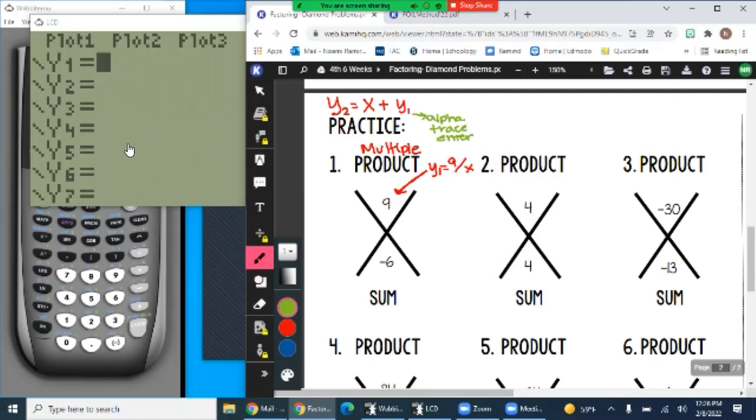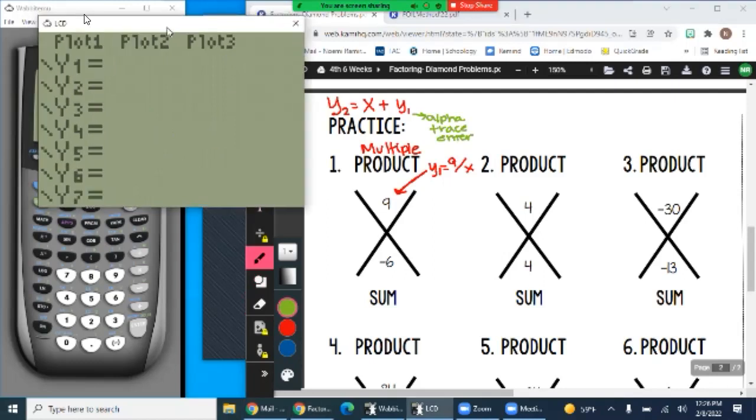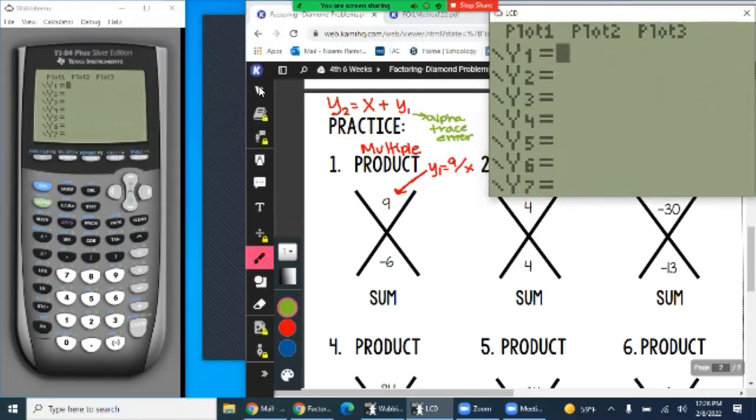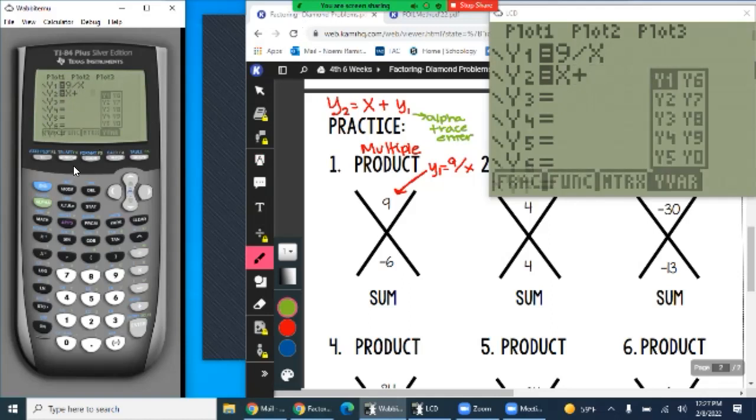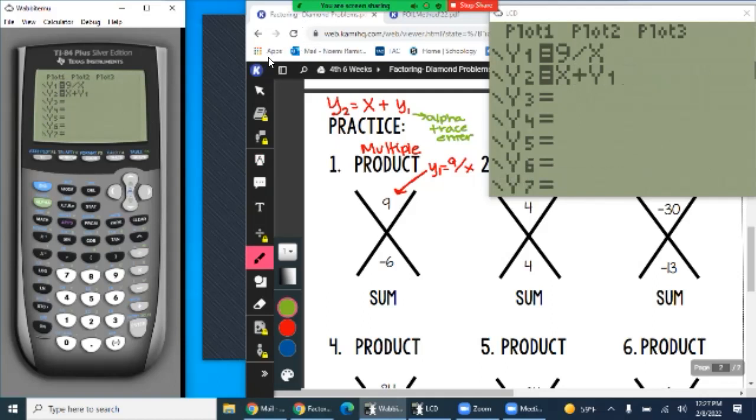Okay, so let's try that for now. Let's type it in. So in y1, in the very first line, I'm going to do 9 divided by x. In y2, I'm going to press x plus. Now, anytime you change that 9 to something else, you don't have to retype this part in. X plus alpha trace enter. Alpha, which is the green button, trace is next to graph, enter. And there's my y1, x plus y1. That is what y2 will always say. Everybody there?